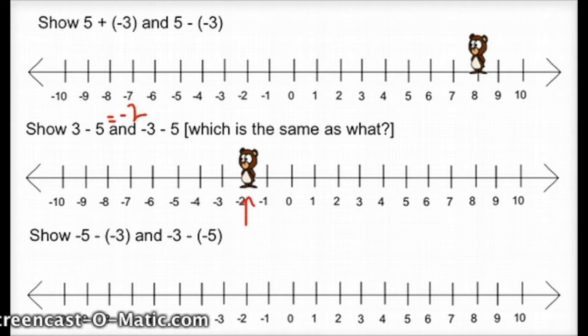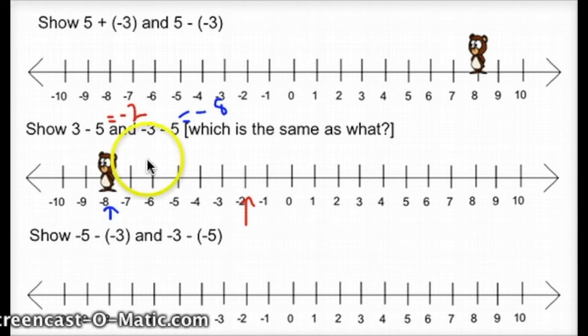Likewise, if we were to do negative 3 minus 5, again, we're still in the minus, so we're facing the negatives. Now we're going to move forward because the subtrahend is positive. 1, 2, 3, 4, 5. We get negative 3 minus 5 is our negative 8 here.